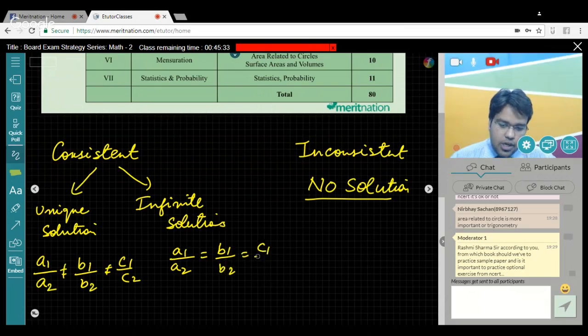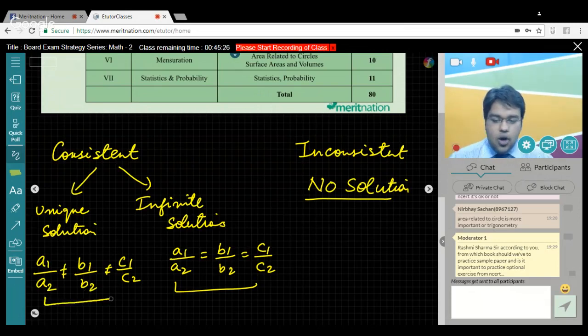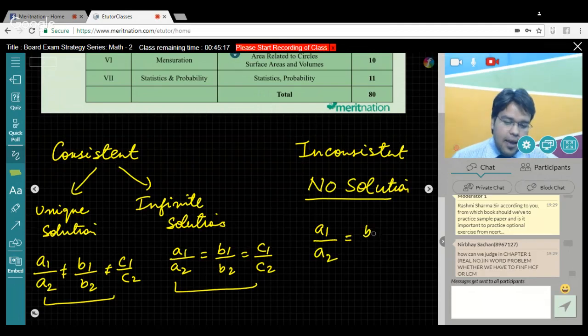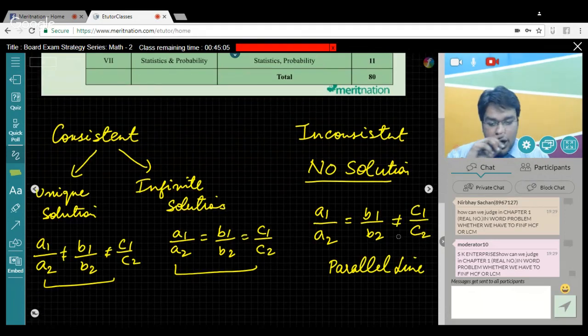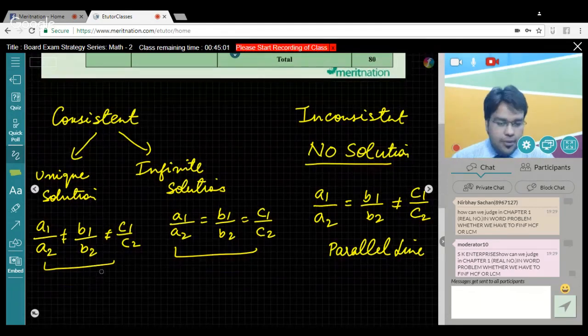B1 by B2, C1 by C2. They are all equal. The ratios are equal in the 2 systems of linear equations. Over here, they are not equal. And in no solutions, basically, we have a pair of parallel lines, where A1 by A2 equals B1 by B2, but it's not equal to the ratio of the constant terms. This is the parallel line case. You will get a question from this. Please make sure that you understand this very carefully.